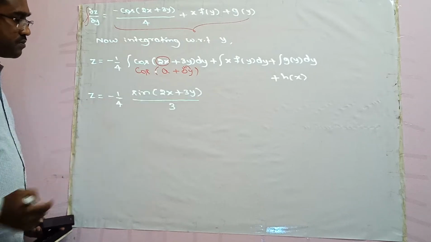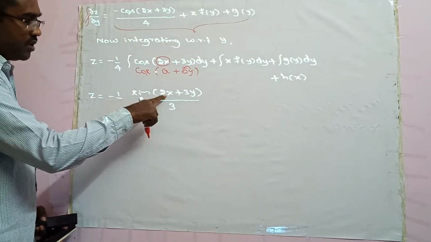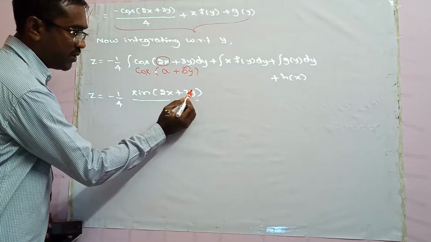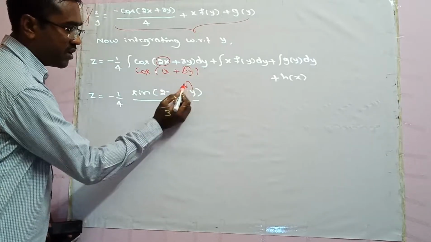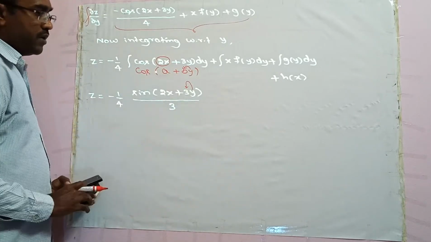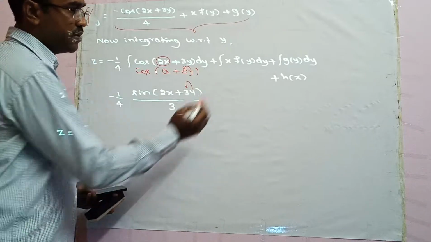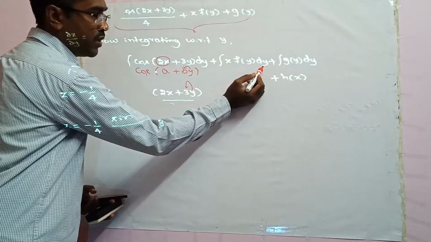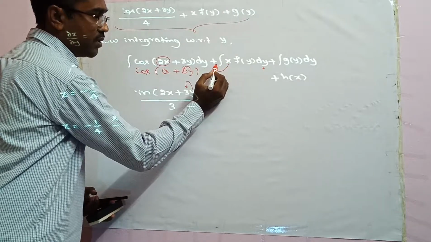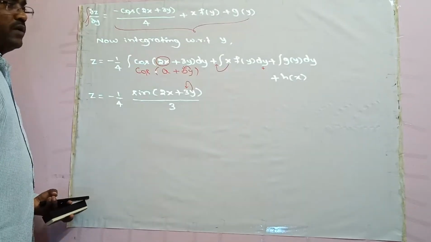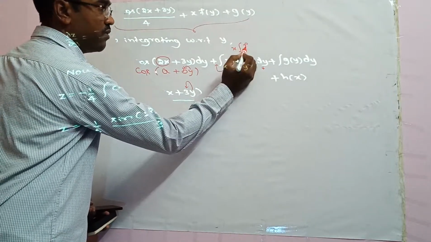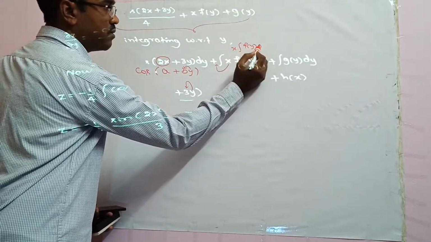So what do we get? Sine of a plus by divided by the coefficient of y, that is b here. So we have integrated plus. Since we are integrating with respect to y, your x will be constant, so it will be taken outside. So what you get? X into integral of f of y dy.